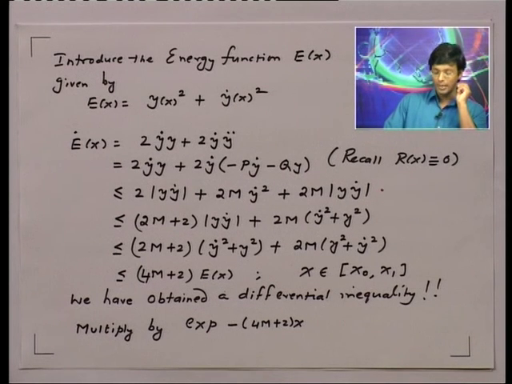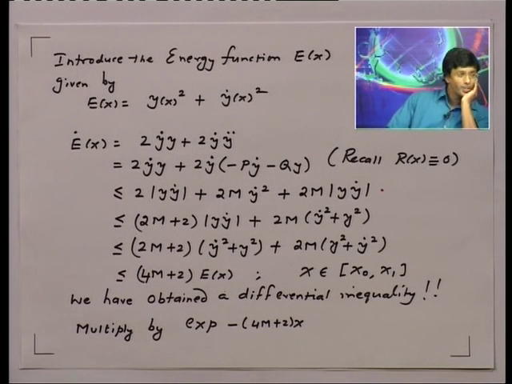Now what have I done in the next line? 2m plus 2, I replaced mod y dot by y squared plus y dot squared. Why? a squared plus b squared minus ab is always non-negative, isn't it? ab will always be less than or equal to a squared plus b squared. That inequality you are familiar with? It's not Cauchy or whatever, it does not matter. Basically ab is less than or equal to a squared plus b squared, right. So you get that mod y dot has been replaced by y squared plus y dot squared, correct.